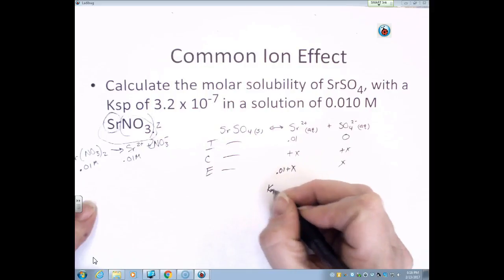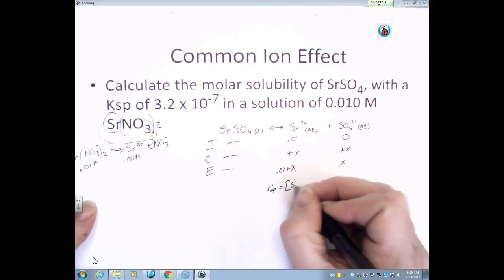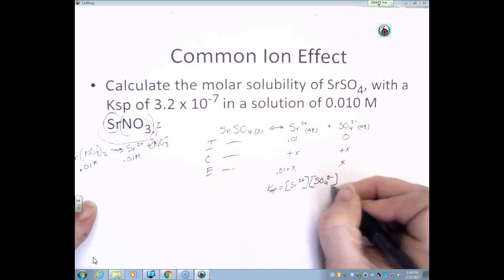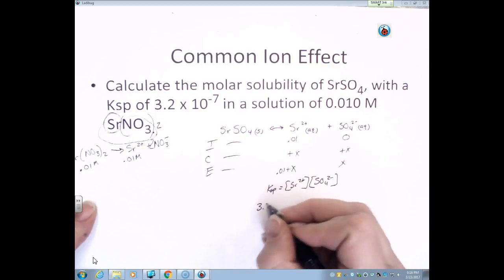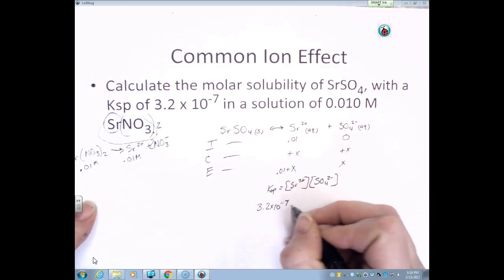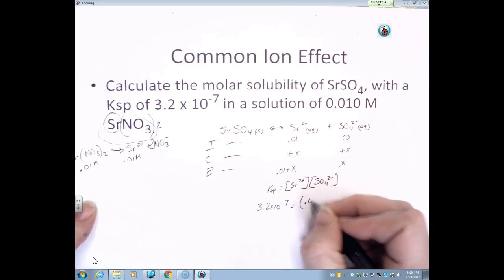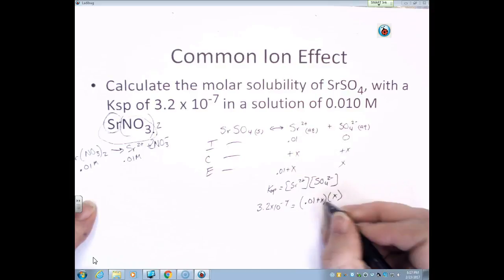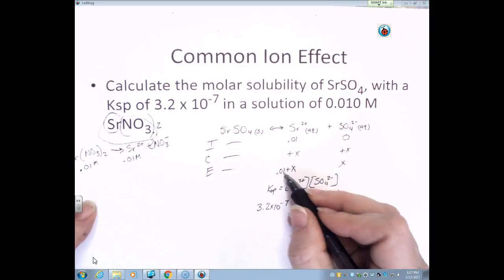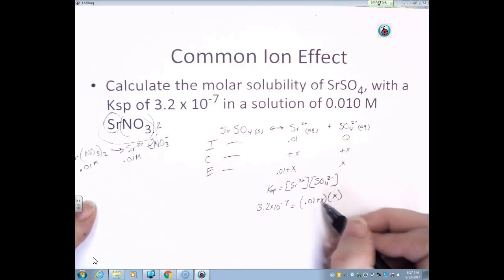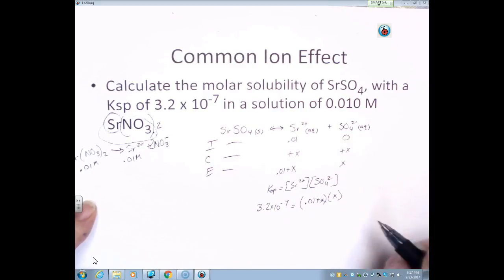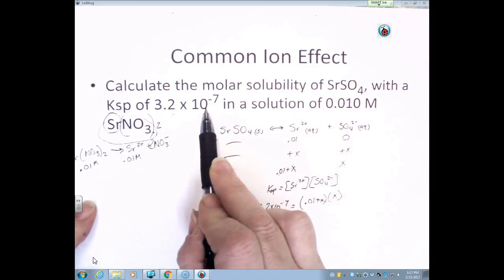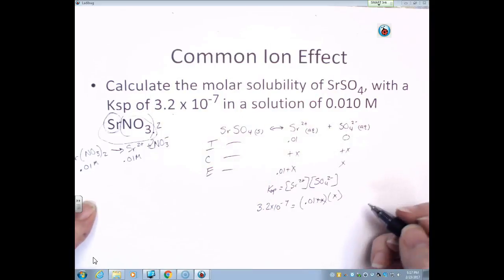I've got KSP is strontium ions times sulfate ions, and now I'm going to plug those in. 3.2 times 10 to the negative 7 is my KSP. Strontium ions are 0.01 plus X, and sulfate ions are X. Again, this X in comparison to 0.01 is going to be itty bitty, and so we can make some simplifications because again this is a slightly soluble salt. We can tell that we're not going to form a lot of ions by the size of this KSP.